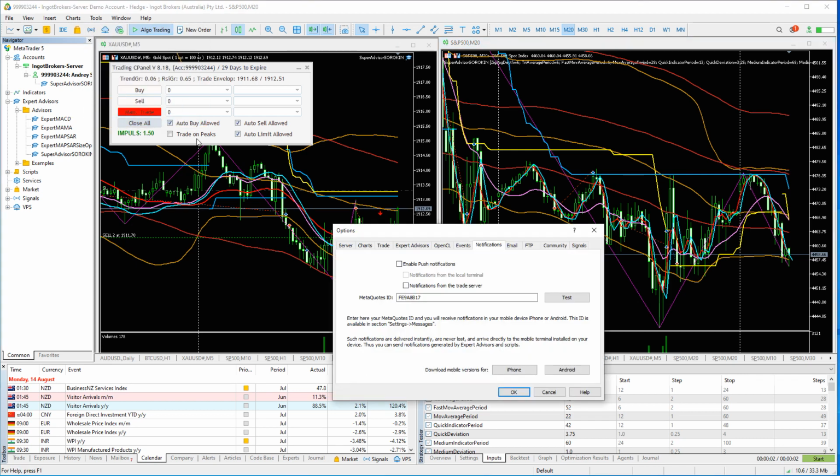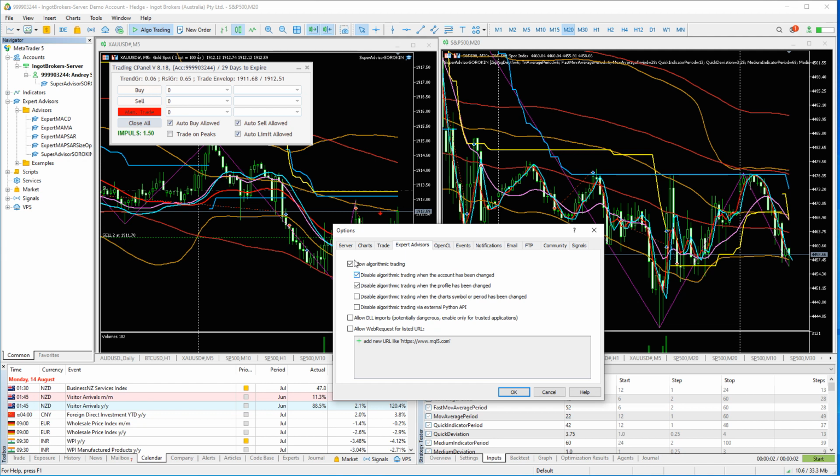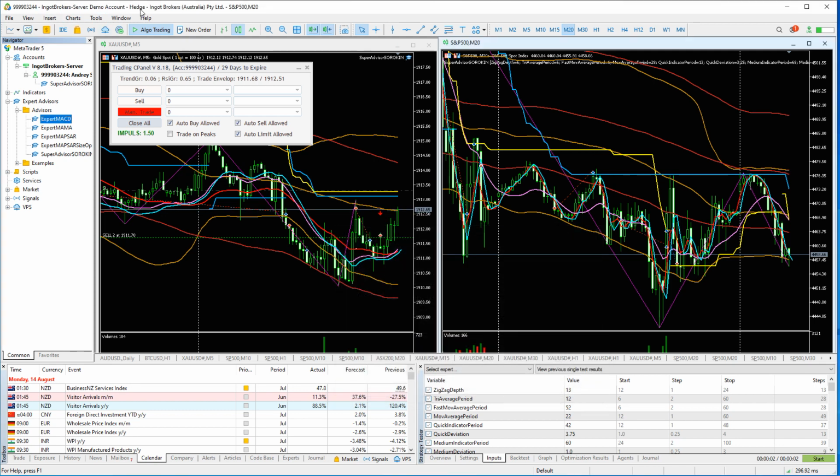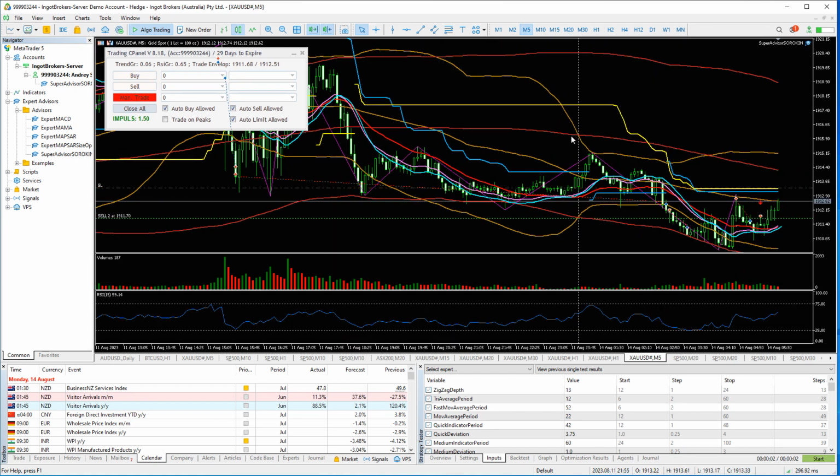Also in options, I suggest you need an expert advisor. You can allow algorithmic trading, so you need to put the tick as well. And the system is done. So again, with this triangle allowed, it trades automatically. And there is the system.